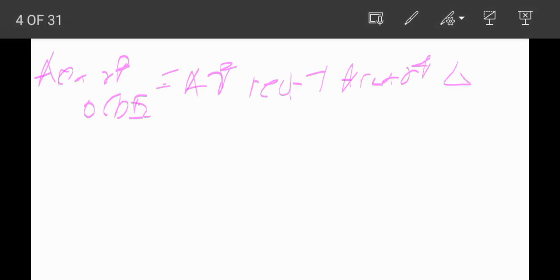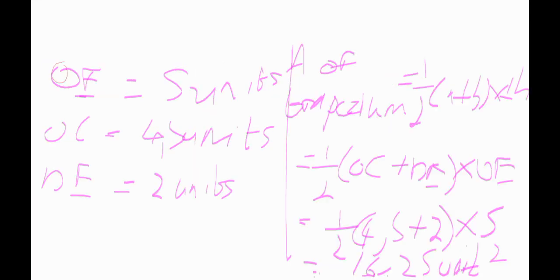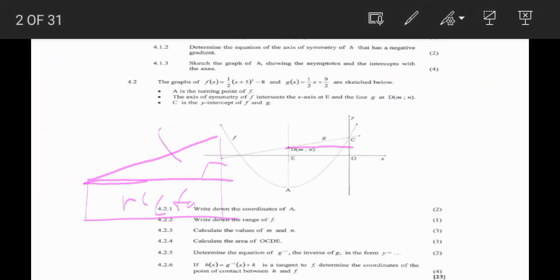The area of OCDE is the same as me calculating the area of the rectangle plus the area of the triangle, right? So what is the area of the rectangle? Those are the more common ones, so it's length times breadth. Then what is the area of the right angle triangle? Half base times height. Now we want to come here and check what is the length.